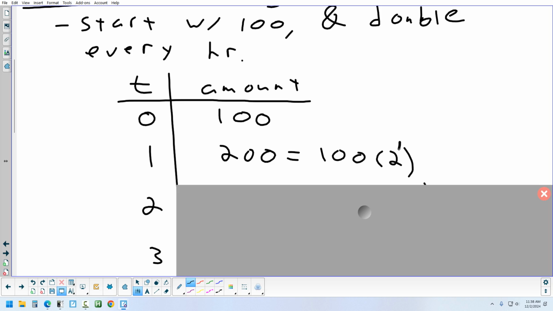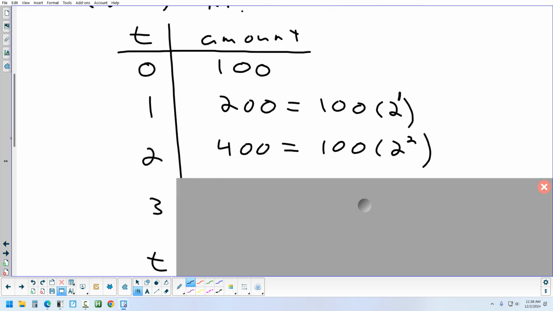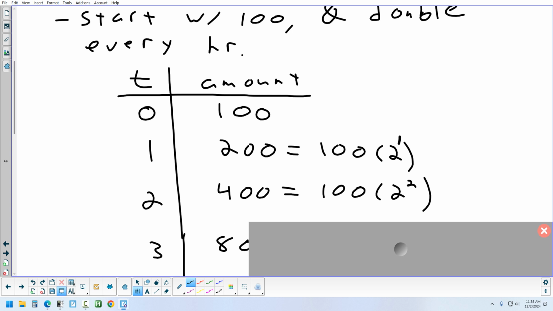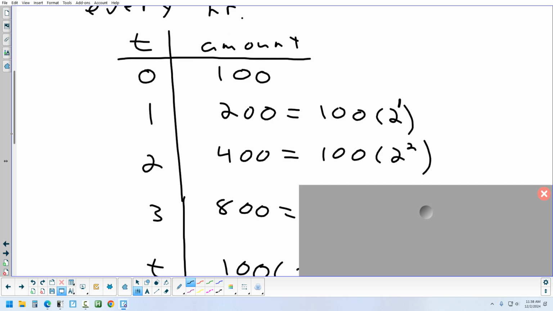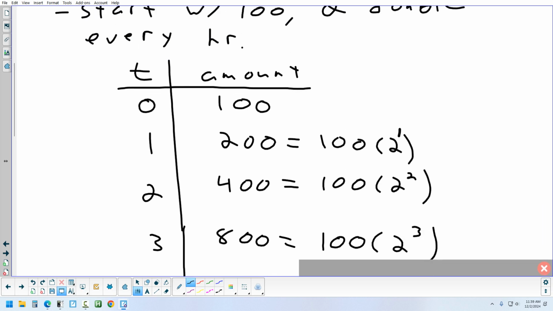Right? How many bacteria would we have after 2 hours? 400. Or it's the initial amount times 2 to the number of hours that have gone by. So after 3 hours, we would have 800. But can anybody think of it more in the pattern on the right? And that's going to help us with the next question, which is t hours. Yep. 100 times 2 to the power of 3.